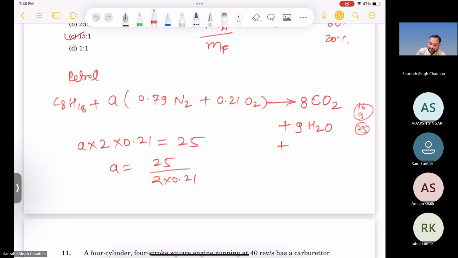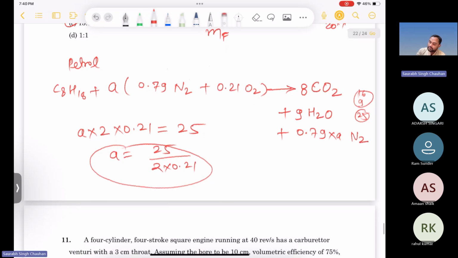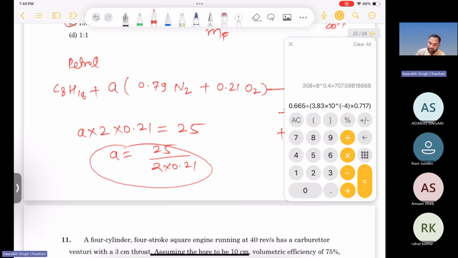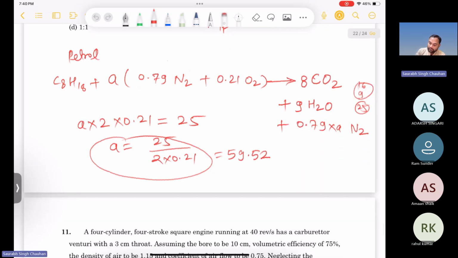So like this you will get A, and oxygen will be balanced. And what will be left? Only nitrogen will be left. So it will be 0.79 times A N2, right? So you just need to find the value of A. Let us check how much it comes. 25 divided by 0.21 into 2, that is 59.52. So for 1 mole of octane, you need 59.52 mole of air.